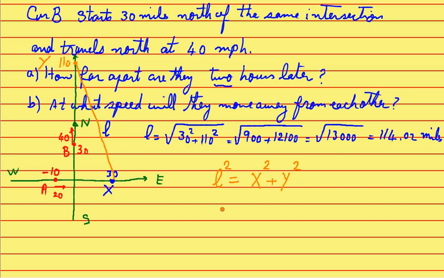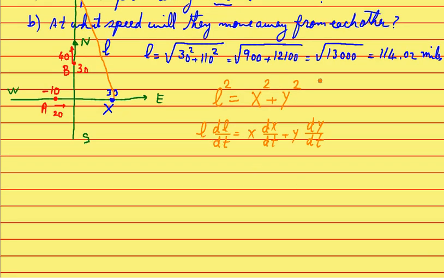Now you remember our discussion at the beginning. You go ahead and differentiate this. You can drop the 2's, and you're going to get L dL/dt equals X dx/dt plus Y dy/dt. So what is L? L is this. Once again, in mathematics, you keep the numbers as they are. Try not to go to decimals unless it really bothers you.